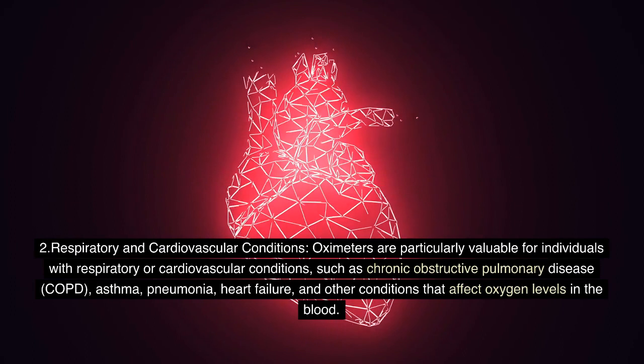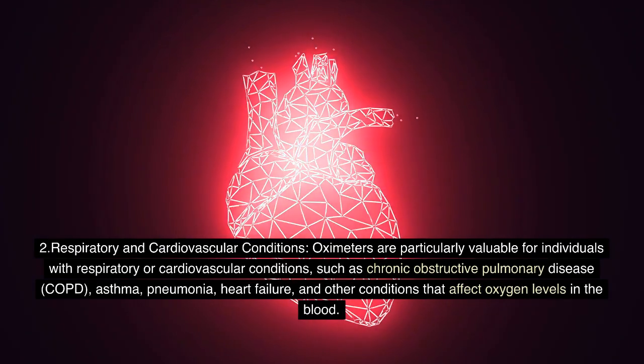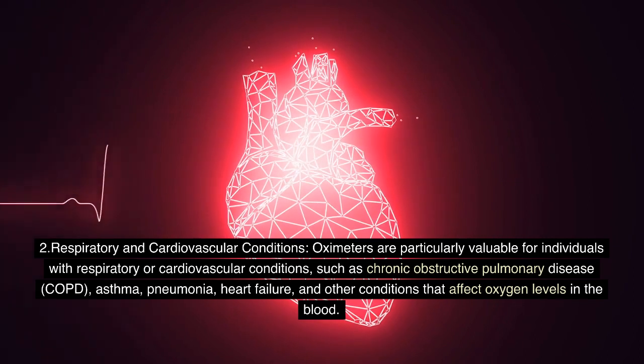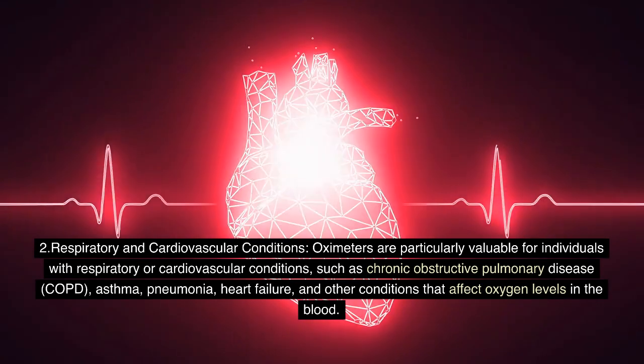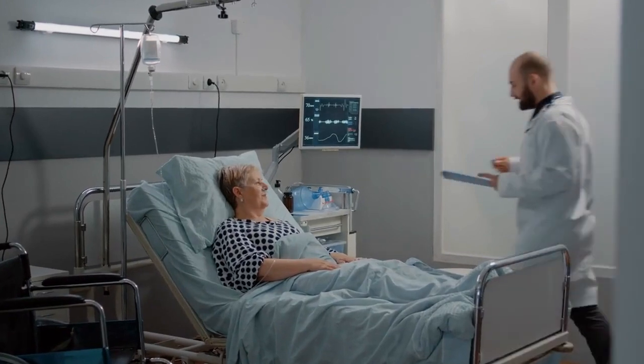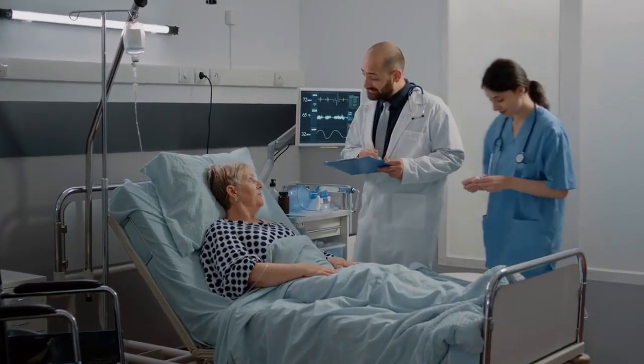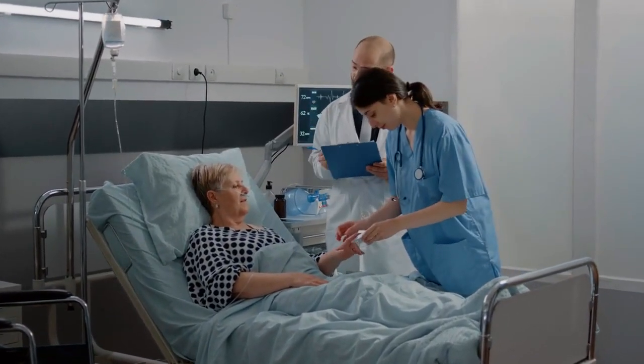2. Respiratory and cardiovascular conditions. Oximeters are particularly valuable for individuals with respiratory or cardiovascular conditions, such as chronic obstructive pulmonary disease (COPD), asthma, pneumonia, heart failure, and other conditions that affect oxygen levels in the blood. Monitoring oxygen saturation can help assess the severity of these conditions and the effectiveness of treatment.